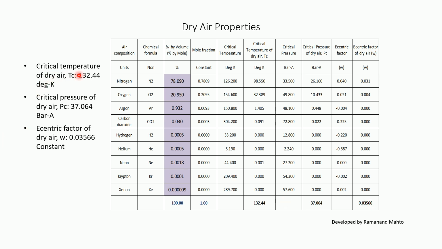So in summary, the critical temperature of dry air is 132.44 degrees Kelvin, you can see here. Critical pressure of dry air is 37.064 bar absolute, you can see here, and the eccentric factor of dry air is 0.03566, you can see here.